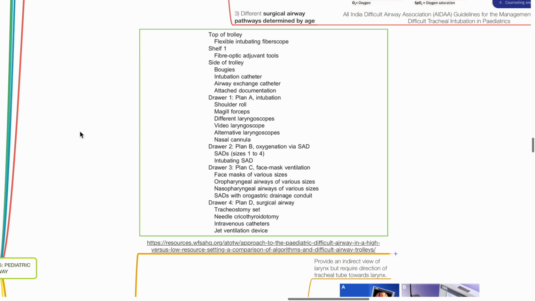Drawer 2, Plan B, oxygenation via SAD. Include SAD size 1 to 4 and intubating SAD. Drawer 3, Plan C, face mask ventilation. Include face masks of different sizes, oropharyngeal airways of various sizes, nasopharyngeal airways of various sizes, SAD with orogastric drainage conduit. Drawer 4, Plan D, surgical airway. Include tracheostomy set, needle cricothyroidotomy, IV catheters, and jet ventilation device.